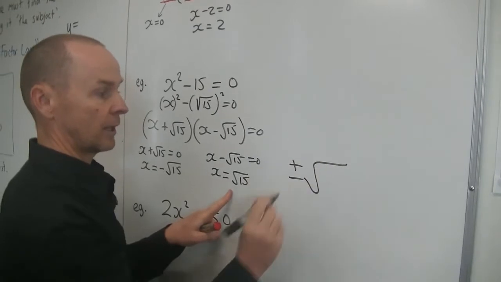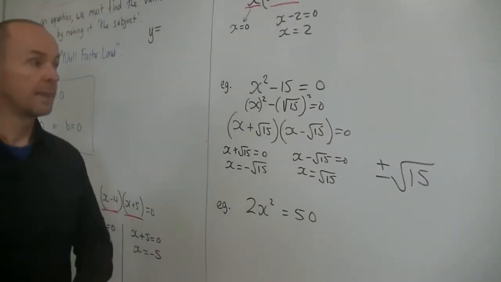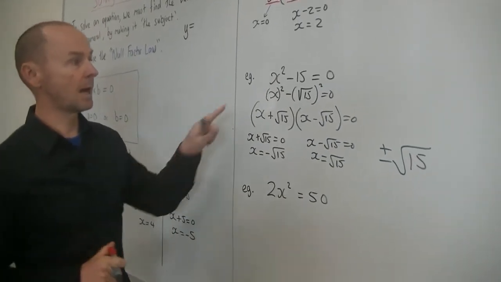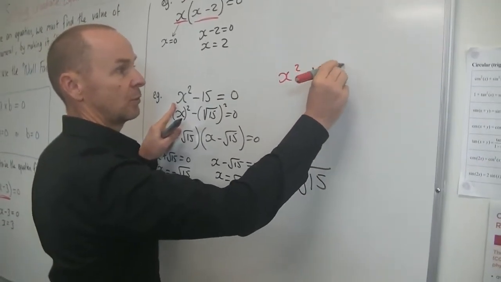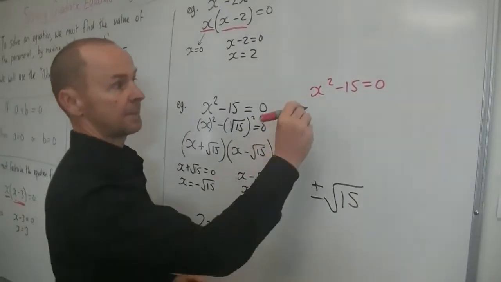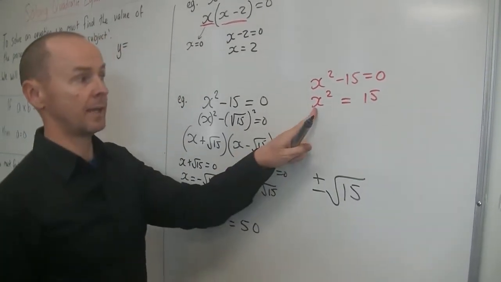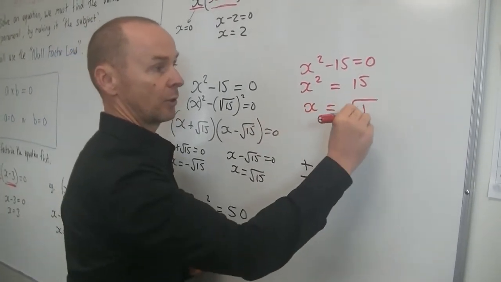Sometimes you can just write it like that, plus or minus root 15, and that is fine. There is another way to do this same question, and I'll show you just really quickly. x squared minus 15 equals 0. You can do it either way. So we can go x squared is equal to 15. Now to get x by itself, we square root both sides and we get x equals square root 15.